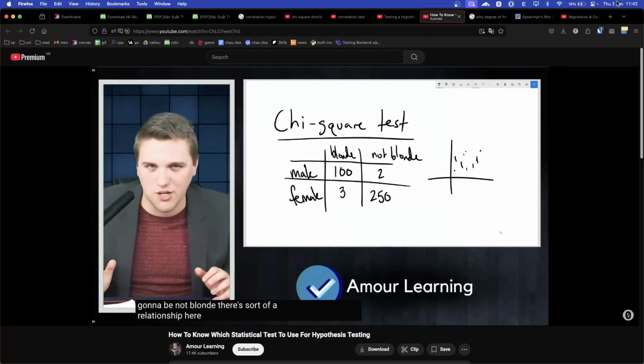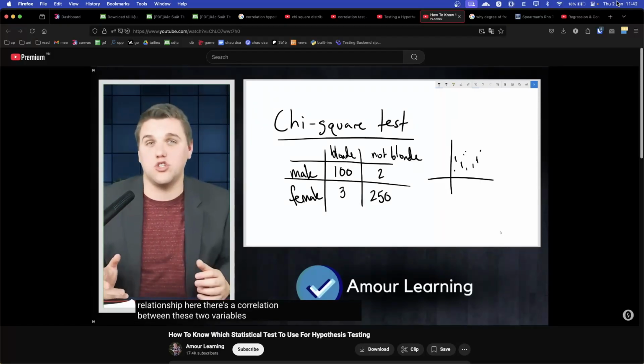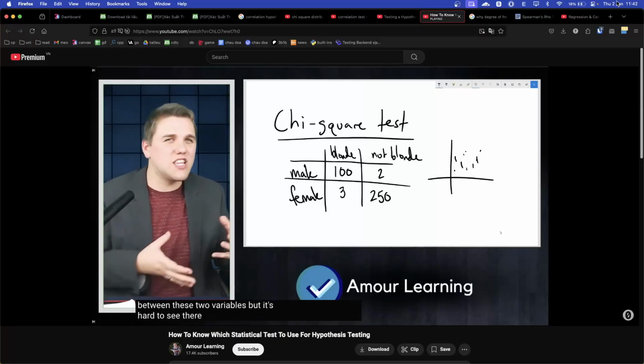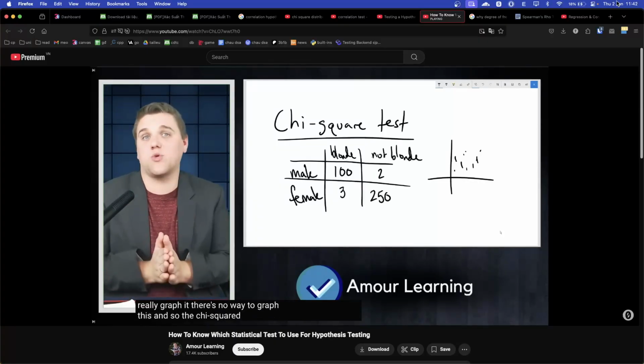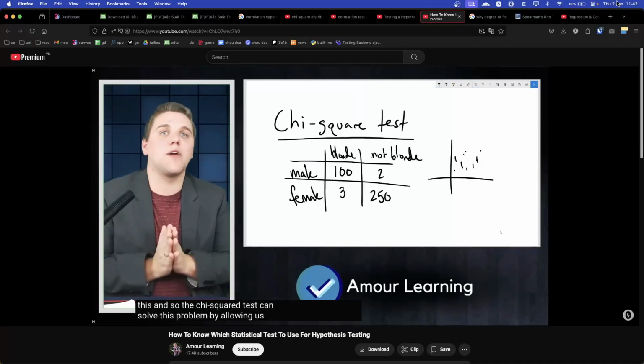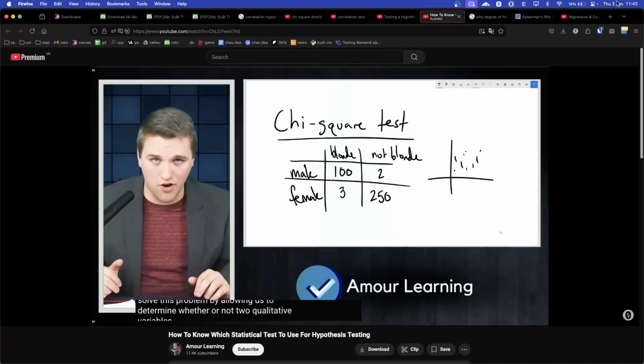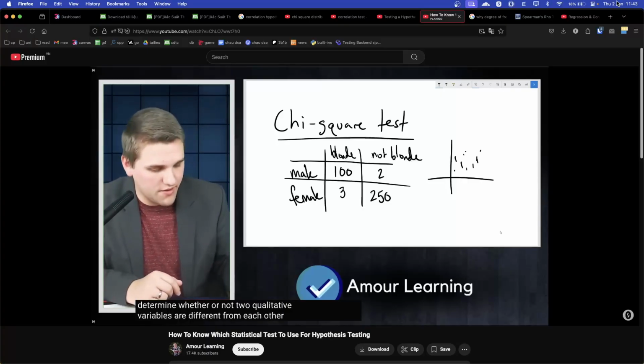There's sort of a relationship here. There's a correlation between these two variables. But it's hard to see because we can't really graph it. There's no way to graph this. And so the chi-square test can solve this problem by allowing us to determine whether or not two qualitative variables are related to each other.